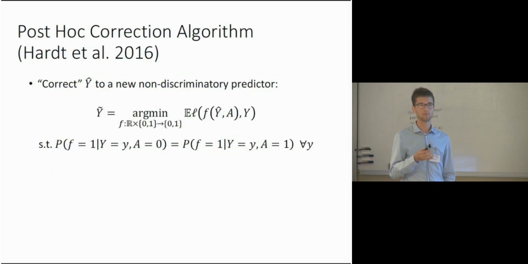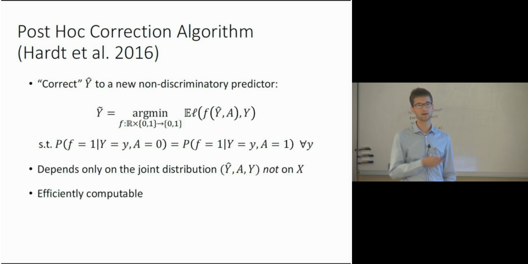So Hardt et al. take a first step in this direction with something I'll refer to as the post hoc correction algorithm. This algorithm takes a predictor, Y hat, and corrects it to be non-discriminatory, even if it wasn't discriminatory to begin with. It does so through a constrained optimization problem. Effectively, it takes the predictor and looks at the joint statistics of that predictor with A and Y, and factors out the discriminatory part of the predictor while also optimizing the loss at the same time.